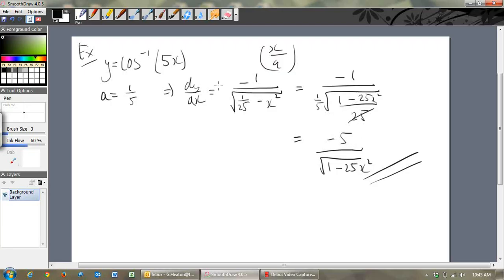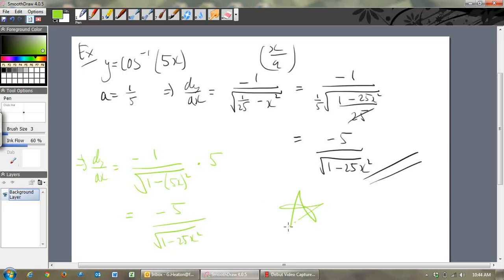Now, in this situation, it's actually easier to use the chain rule. So what would happen if I use the chain rule? Coming straight from that, I could just write dy by dx equals the derivative of the outside, which is -1 over the square root of 1 minus, and now we just leave that as it is, so it'll be 5x squared. Okay, so we've just used the chain rule, we've left it on the inside. We need to multiply by the derivative of what's inside. The derivative of what's inside is 5. And that's it, equals -5 over 1 minus 25x squared.